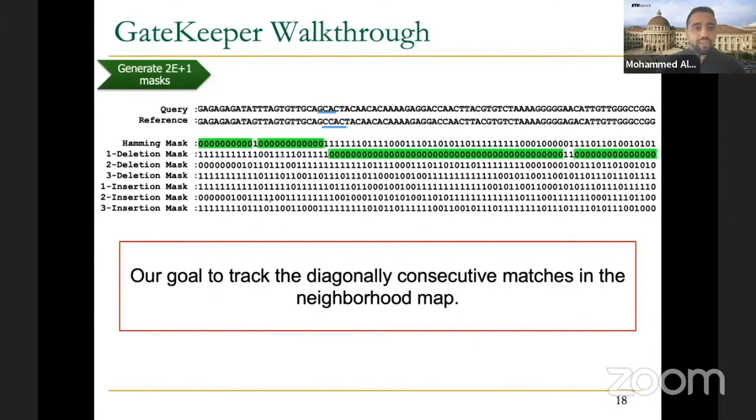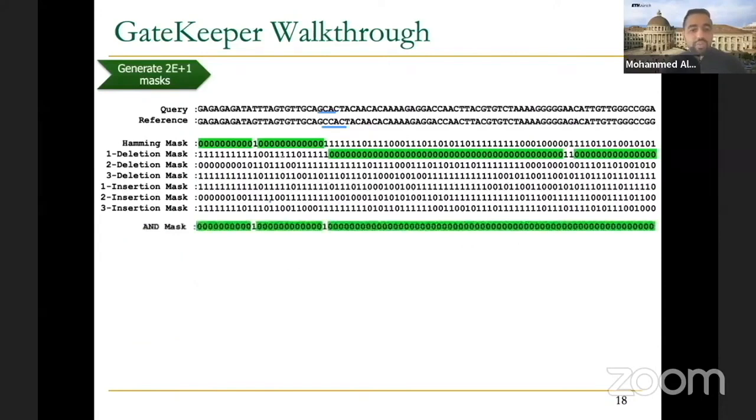Okay, so now our goal is to track the diagonally consecutive matches, which are the green highlighted pieces. So we want to track them and count them somewhere, right? So let's do the AND operation. Once we do the AND operation between all these vectors, we got this result. Remember, you may not want to do the AND operation if the Hamming distance calculation passes the threshold. If they are below a threshold, then you stop. You don't need to do all these vectors.